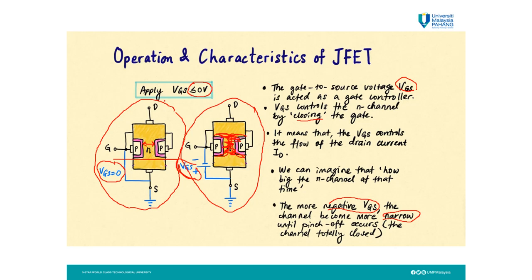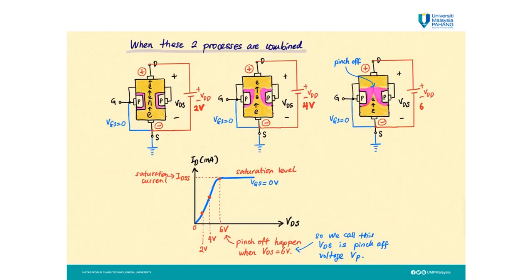So you must remember that the application of VGS less than 0 is used to control the gate. In the previous slide, I explained about the function of the VDD and also the function of the VGS. And what happens if these two processes are combined?